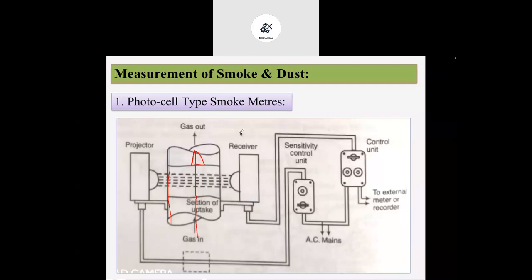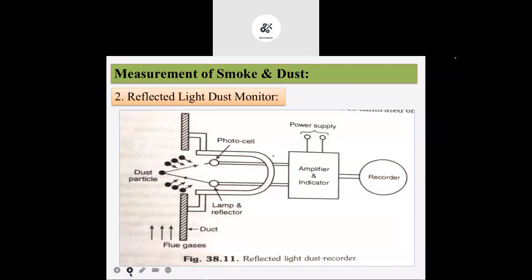Okay, so it is a simple one. To measure smoke and dust particles, we are mostly using radiative type instruments, or we can say optical type instruments, to measure the amount of smoke particles or the amount of dust particles.